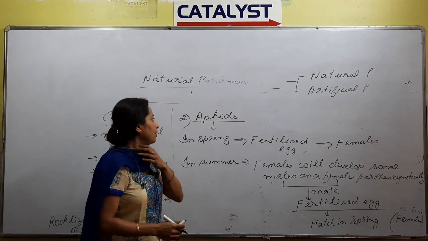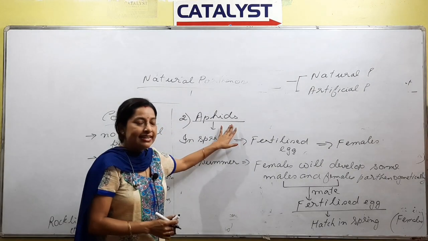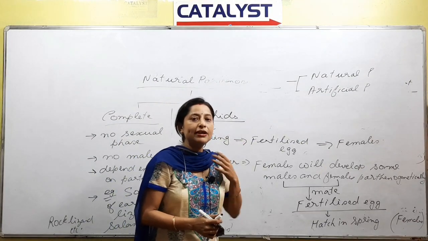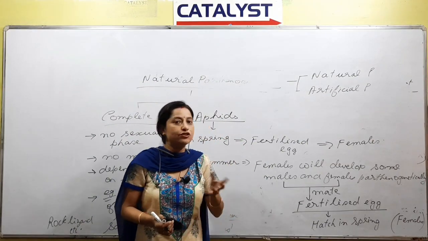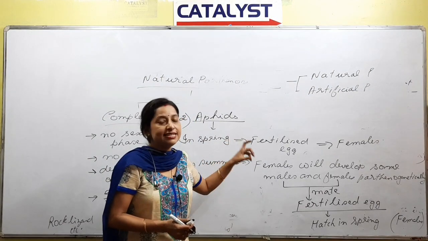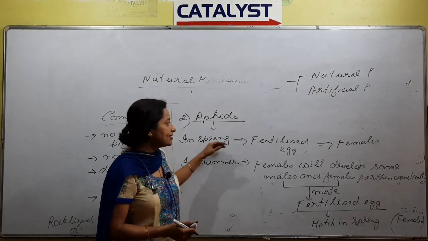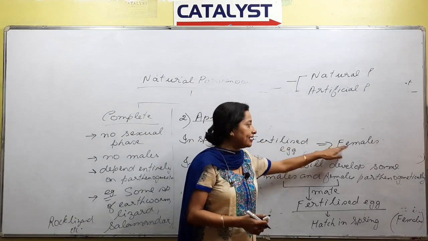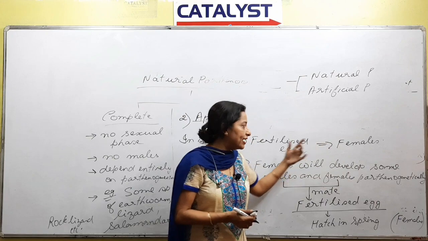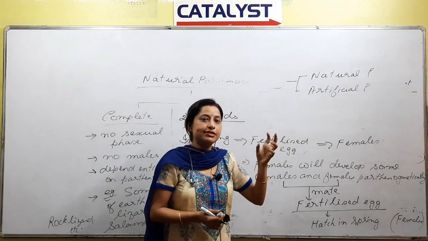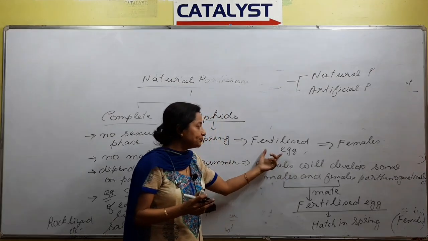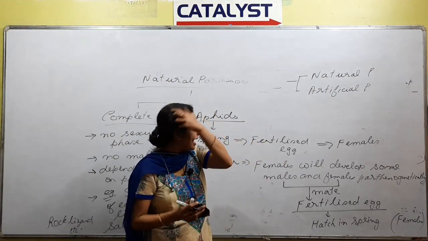We are talking about aphids, right? Aphids can reproduce parthenogenetically or they can reproduce sexually. So it depends on what? It depends on the season, right? During the spring season, a fertilized egg forms a female, and whenever we are talking about a fertilized egg, we are talking about the process of sexual reproduction. After reproducing sexually, when the egg forms, that egg will form a female.